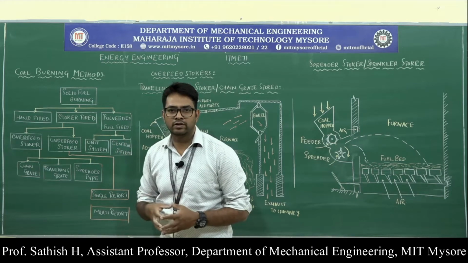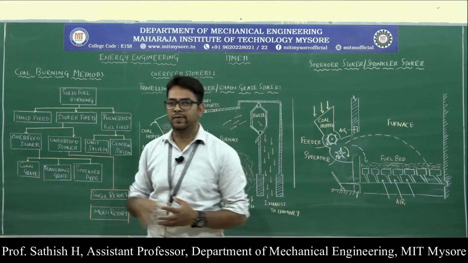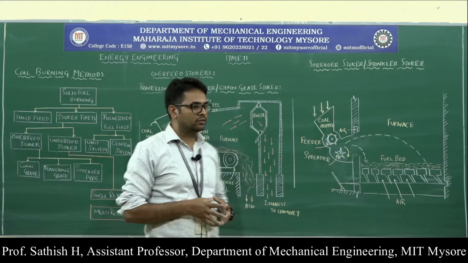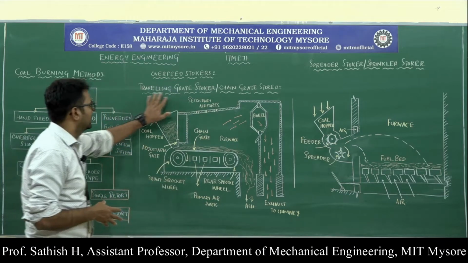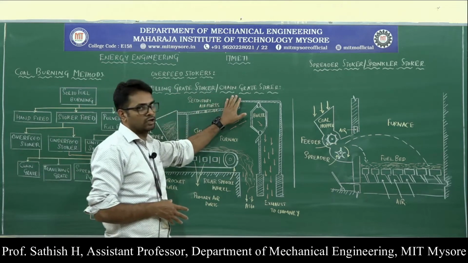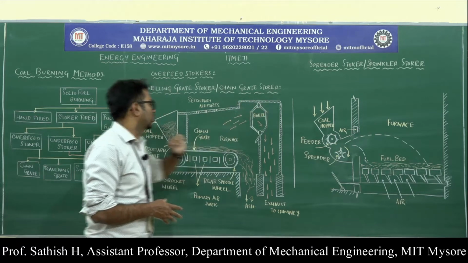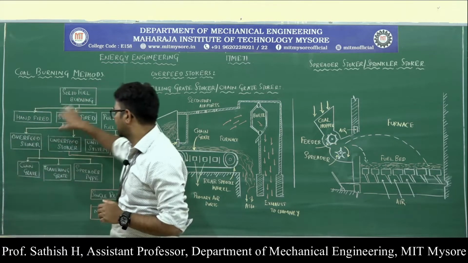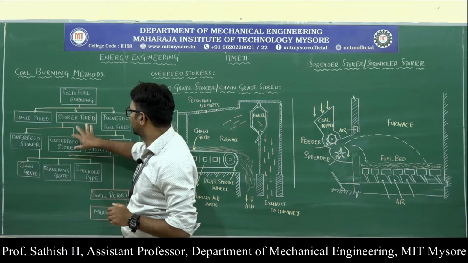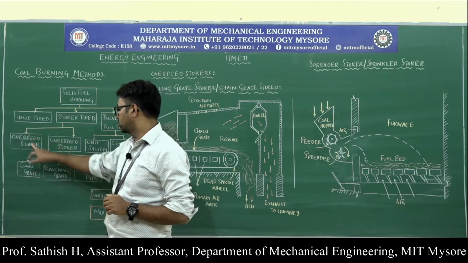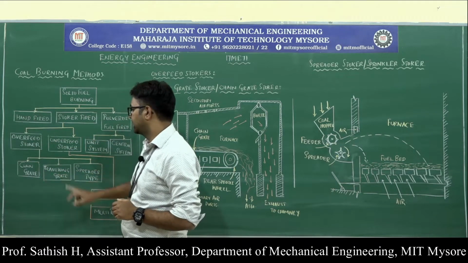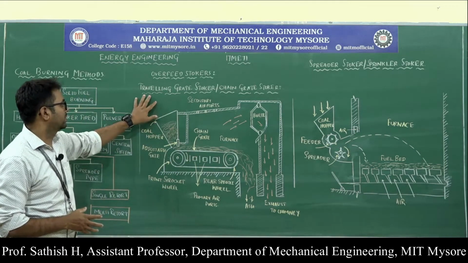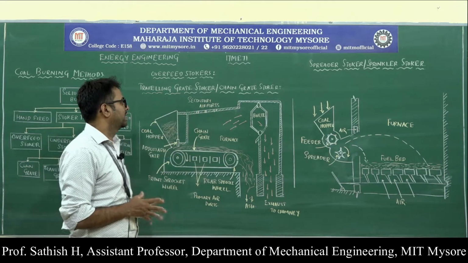So let us move on to the next topic. We will discuss some of the important methods of coal burning. The first one we will take is the traveling grate stoker, which is also called a chain grate stoker, classified under overfeed stoker. In this classification, we have solid fuel burning, stoker fired, and then overfeed stoker, under which we have a chain grate or a traveling grate. That is what we are discussing here.